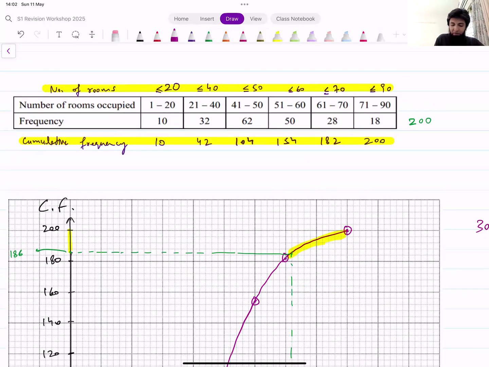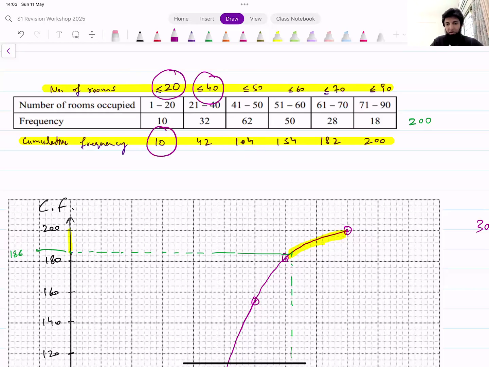If for 1 to 20 the frequency is 10, then for less than or equal to 20, what's the total frequency? That's 10. Then less than or equal to 40, that's 10 plus 32, 42. Less than or equal to 50, that's 62 plus 42, 104, right? And so on. You find the cumulative frequencies from this first of all. Once you have them, you have to plot these values now: the upper boundary against the cumulative frequency.